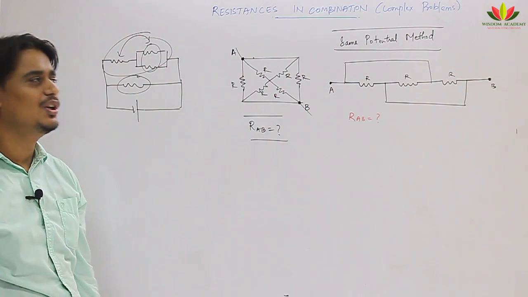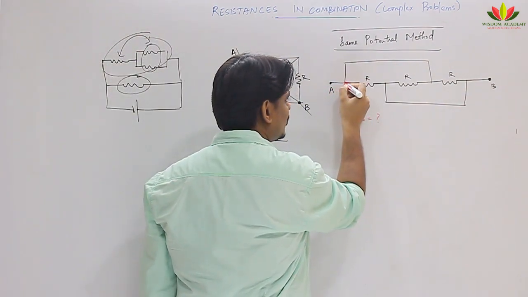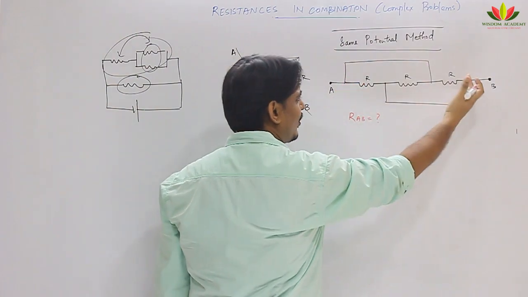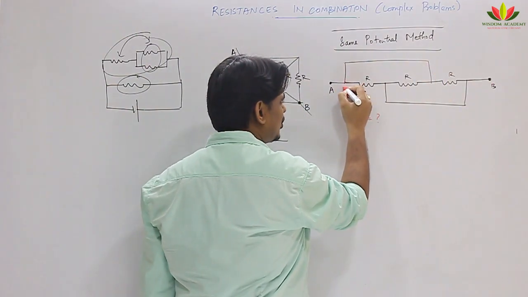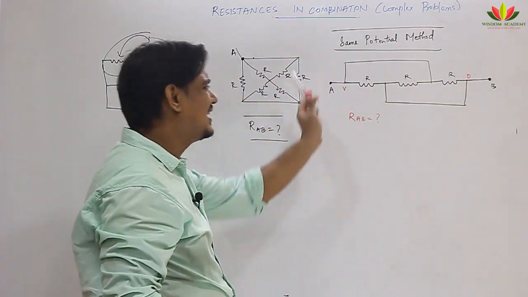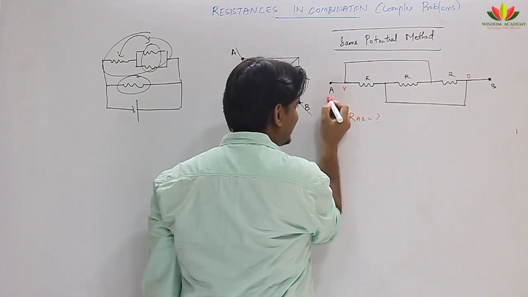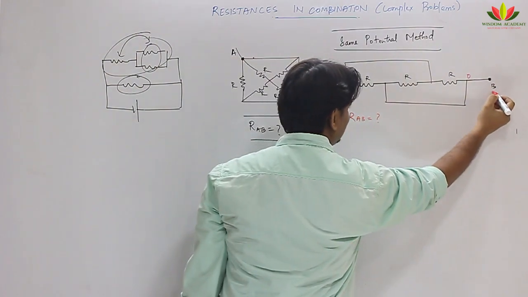It will confuse you. So what I will do is assume this point to be at one potential and the other point to be at another potential. If I assume this to be V, I can assume this to be 0. You can assume anything. So V and 0, two points' potential: the potential of A is V, the potential of B is 0.